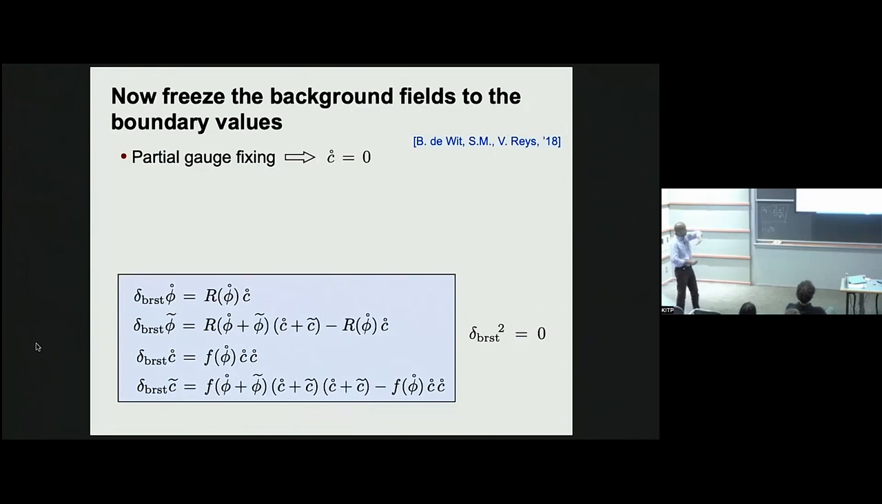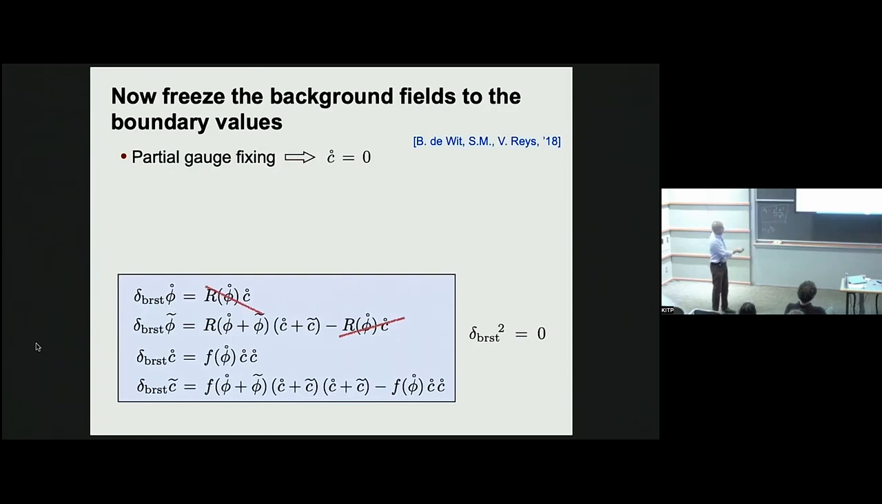Now we want to do something. We want to freeze the background fields to some values. So think of this as freezing the background metric to AdS space. In this language, that should be thought of as a partial gauge fixing. And therefore, the ghost associated with that background symmetry should be set to 0 because you've gauge fixed. So these terms, since you've set phi circle to some constant value, this term should go to 0.